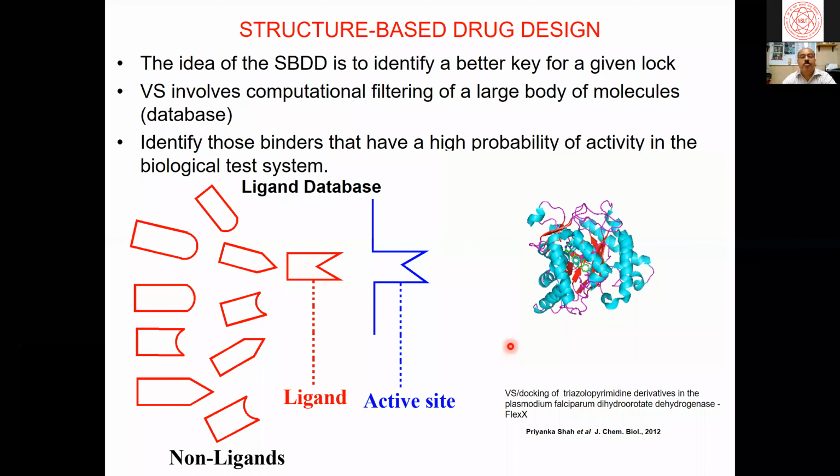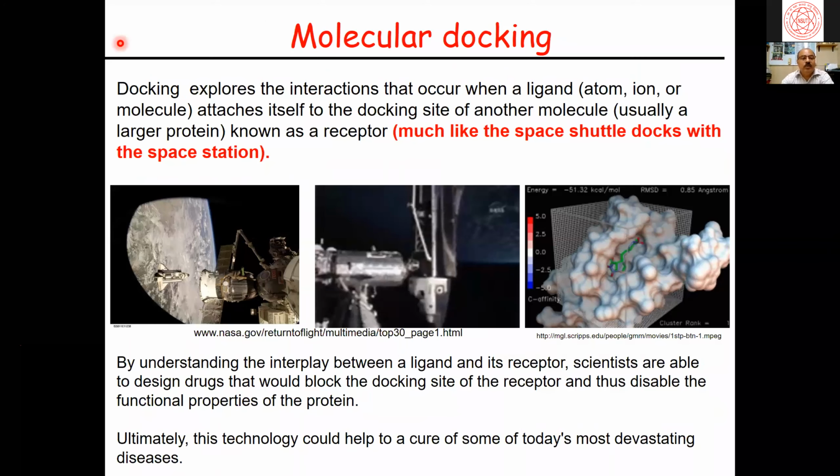Now, you can study how a protein actually interacts in more detail by looking at what we call molecular docking. This is a very important method where you explore the interaction that occurs between a ligand and a receptor. A ligand could be an atom, ion, molecule, drug, substrate or inhibitor, which attaches itself to the docking site of another molecule, usually an enzyme or receptor.